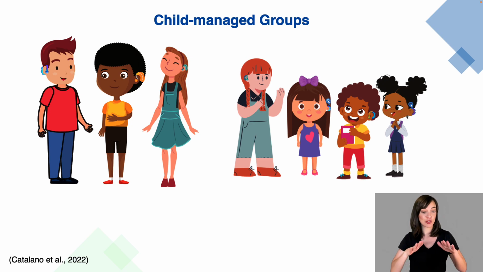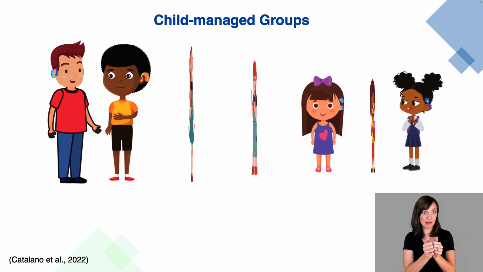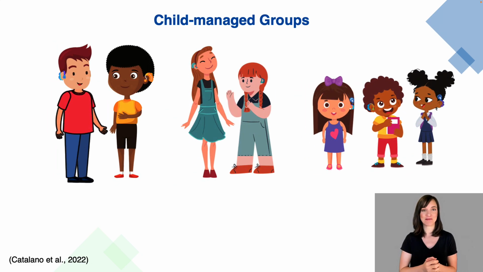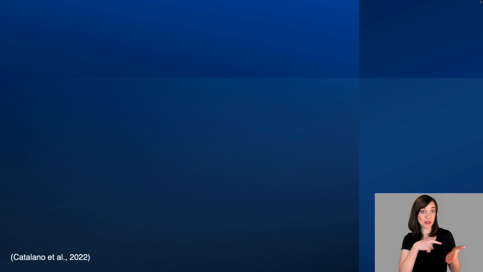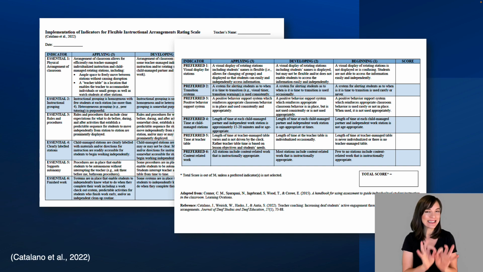The study also used groupings that were child managed, like peer partner work, pairs, or independent study. In the study done by Dr. Catalano et al., the use of a rubric with 6 essential indicators and 6 preferred indicators was used to guide the teachers in using flexible groupings. The essential indicators were required for the use of flexible grouping. The preferred indicators depended on students' age, grade, and teacher preferences.